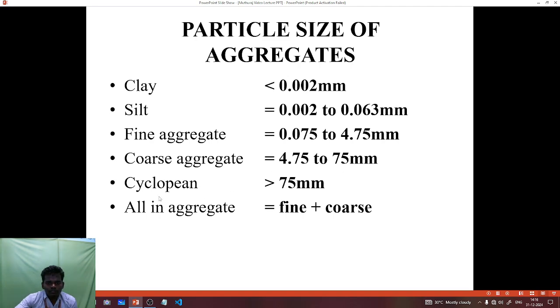And the cyclopean, previously we have seen, based on size, the aggregates are classified into several types. One among them is cyclopean, and the size of cyclopean is greater than 75 mm, and all-in aggregate is equal to fine plus coarse. The fine plus coarse means material which is more than 75 mm, and the fine aggregate also comes along with it.